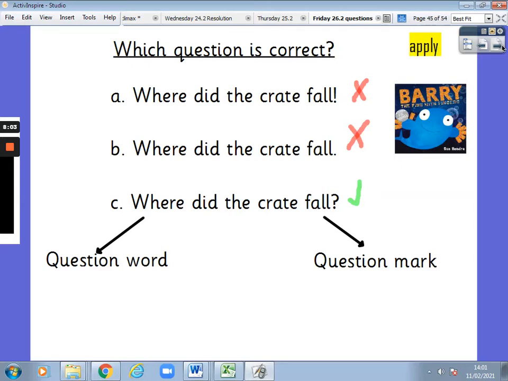A has got the question word where, but has an exclamation mark at the end, not a question mark. And B has got the question word where, but has got a full stop. This is not a question. We need a question mark at the end. Where did the crate fall? Question mark.